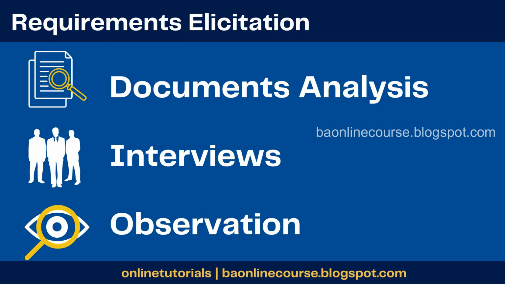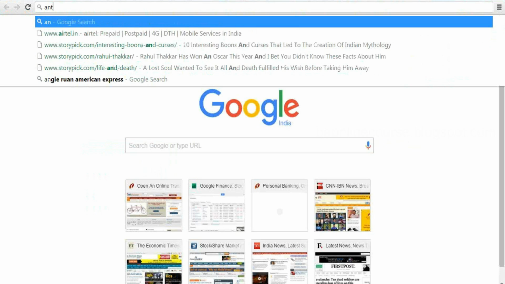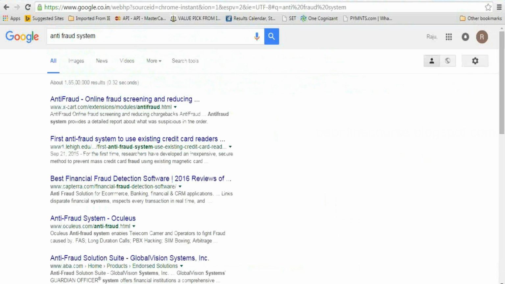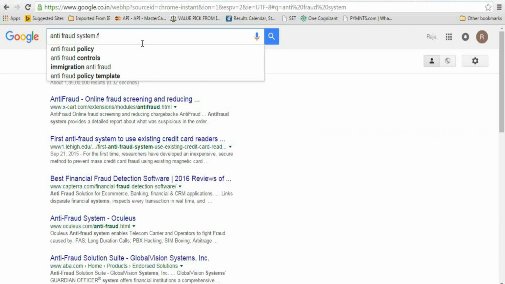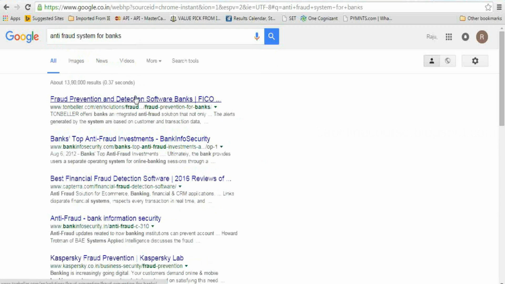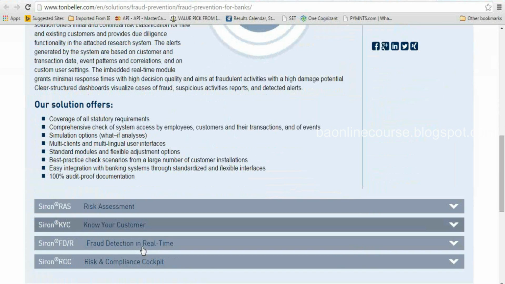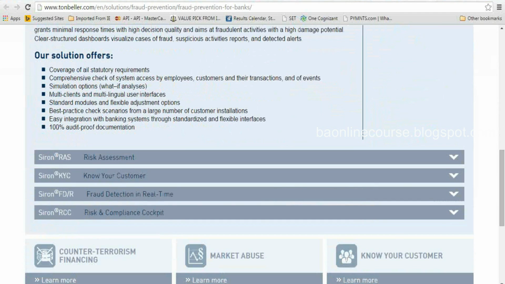There could be some topics, like the example I was talking about, a fraud and anti-fraud system for banks. Now there are so many detailed documents available on the internet. You can read through and figure out what kind of fraud prevention, what kind of solutions, what kind of features they offer.